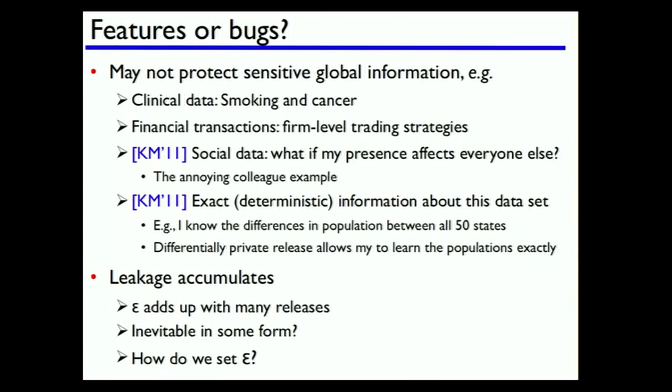All right. Another type of issue that comes up is that leakage accumulates. These epsilons add up with lots of releases, and they're really inevitable in some form or other. And so the obvious question is, how do we set epsilon? And I'm not going to say anything about that. So this type of issue is inherent in the problem, but it's not clear that the particular trade-off, the particular formalization provided by differential privacy is the right one.